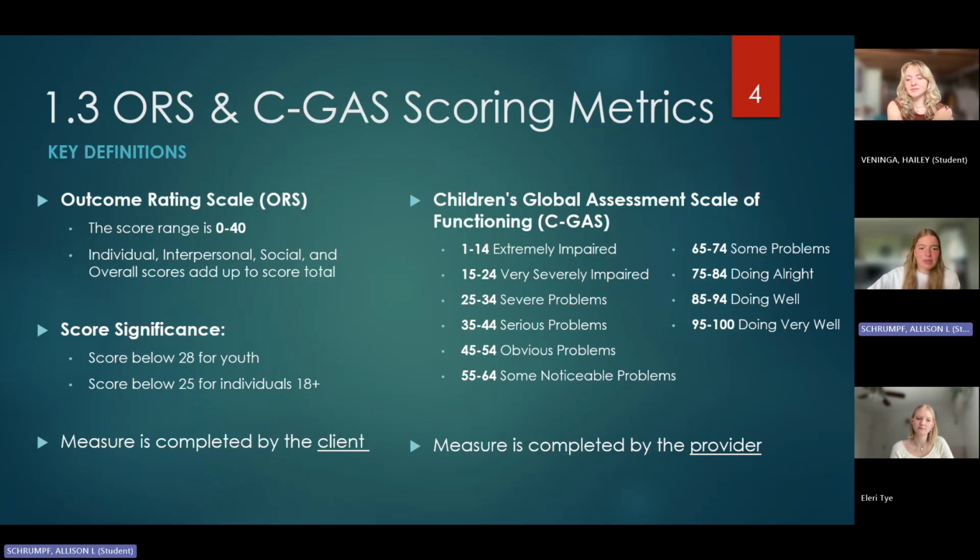This is completed by the client, whereas the Children's Global Assessment Scale of Functioning, which we will refer to as the CGAS, is on a scale from 0 to 100, with 1 to 14 being extremely impaired, and 95 to 100 being doing extremely well. This measure is completed by the provider.